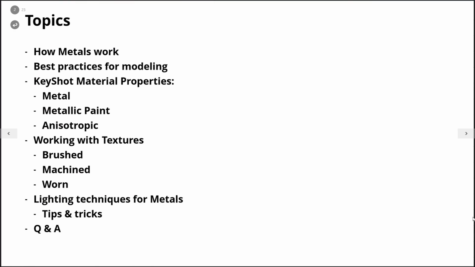What we're going to talk about today are basically metals in KeyShot. There are going to be a few different materials that we talk about, but we want to talk about how metals work, some best practices whenever you're working with the metals as well as modeling. We'll talk a little bit about textures and different kinds of textures, and we'll have some examples up, and then talk about lighting, because that's going to be pretty much as important as the control over your materials, which you do have a ton of. So we want to talk about how to get the best results.